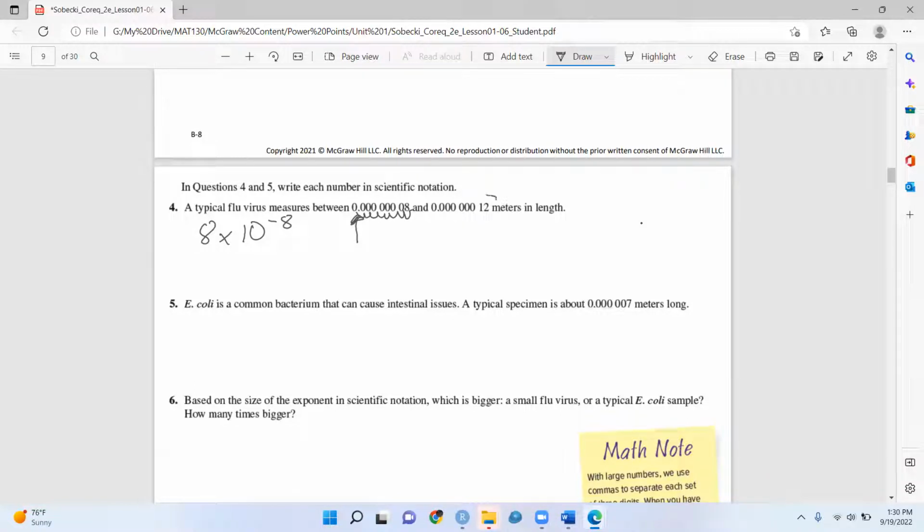This one, same thing. Notice the only non-zero numbers we have in here are 12. So I know it's going to be 1.2 times 10 to some power. Notice I wouldn't have put the decimal all the way to the right of the 2 because that would have been a 12, which is larger than 10. And then we just count how many times. So I've got 3 times, this is 3, this is 3, and then 1 more to get to there. So that's times 10 to the negative 7.